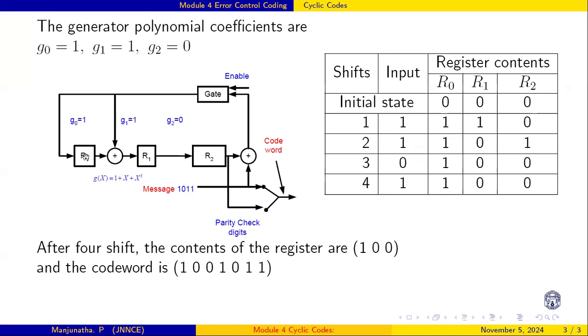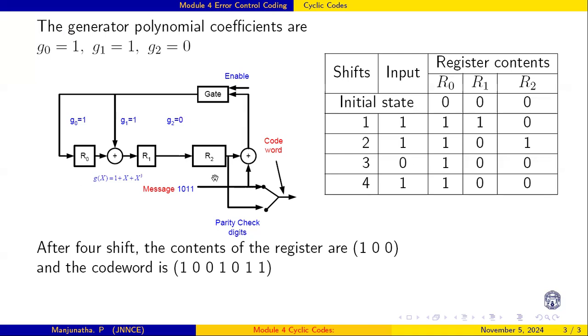First, how to draw? How many registers are required? 3 registers are required. How many XOR gates are here? Because g1 is here and g2 is missing, so 0 here, there is no XOR gate here. R2 output is directly XORed here. What is the message here? It is 1011, meaning every time one bit will enter into this circuitry.